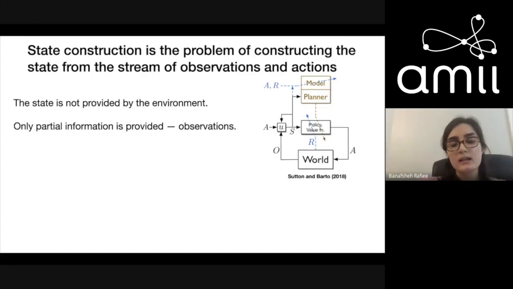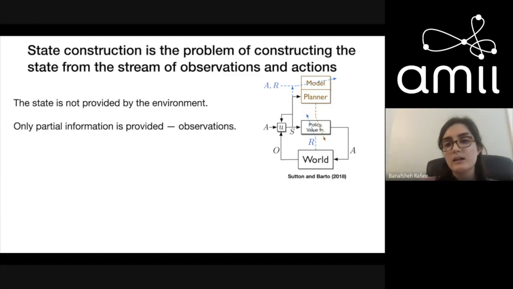So first, let's see what we mean by state construction. In the reinforcement learning book, we assume that the state is provided by the environment, but that is a strong assumption. And we would like to consider a more general case where the environment only provides partial information or observations. And it's the job of the agent to construct the state from the stream of observations and actions.